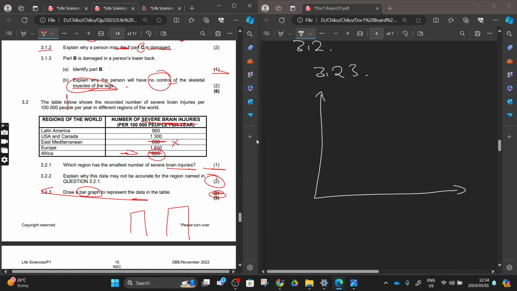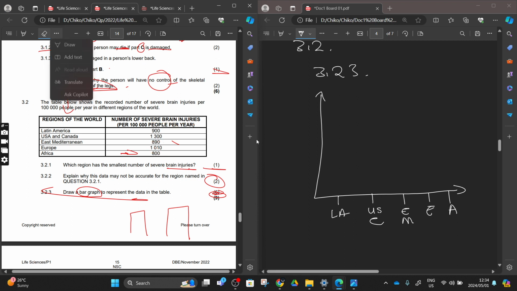This one will be our independent variable, like this, right? So here we'll have our Latin America, and then here we have our USA and Canada, and then here we'll have our East Mediterranean, and then here we'll have our Europe, and then here you'll have our Africa. You write everything, right? Then this side you'll have the scale.